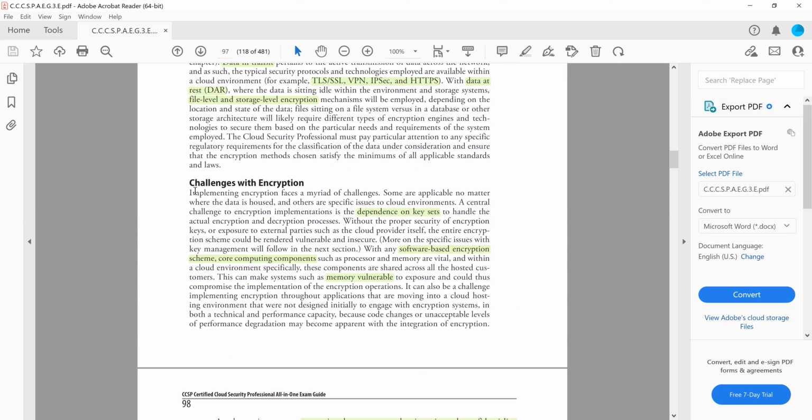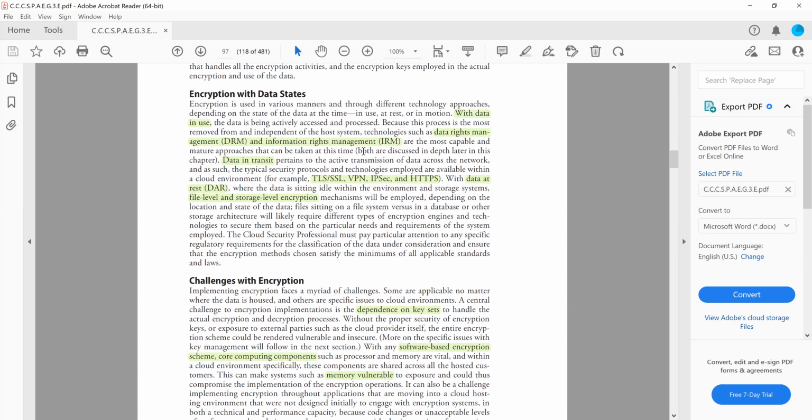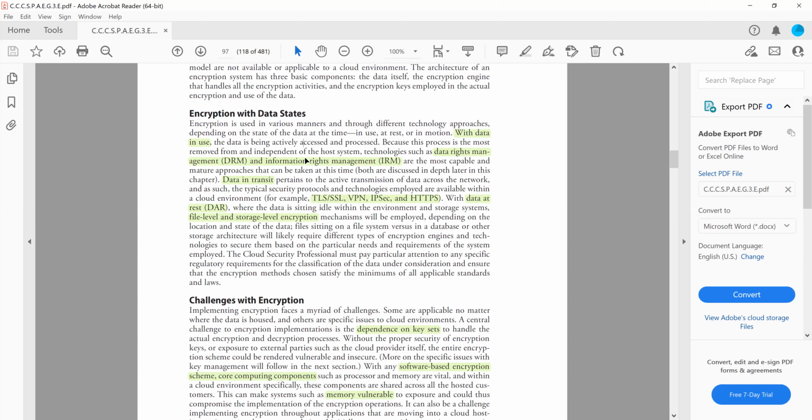Here we are. Challenges with encryption. Gentlemen, I did not find any contradiction between... what did we say? Sorry, I mean encryption with data states. There is no contradiction at all. Let me remind you, what did we say?